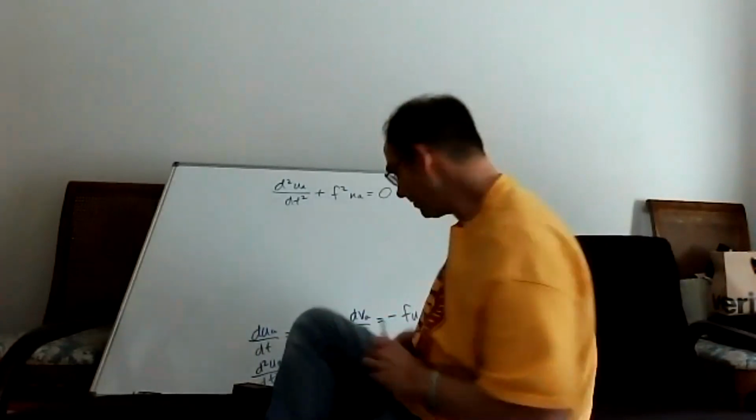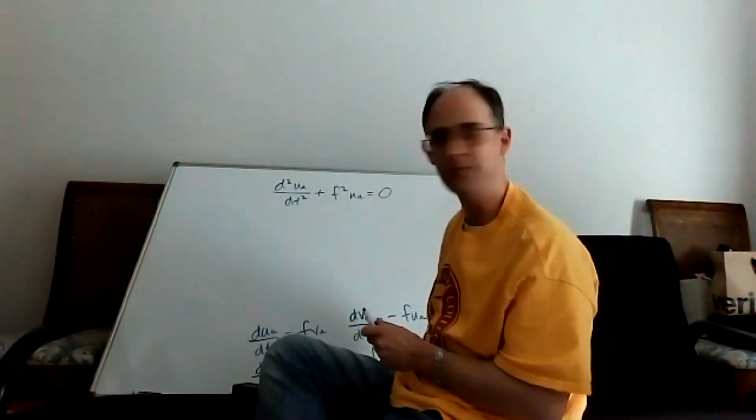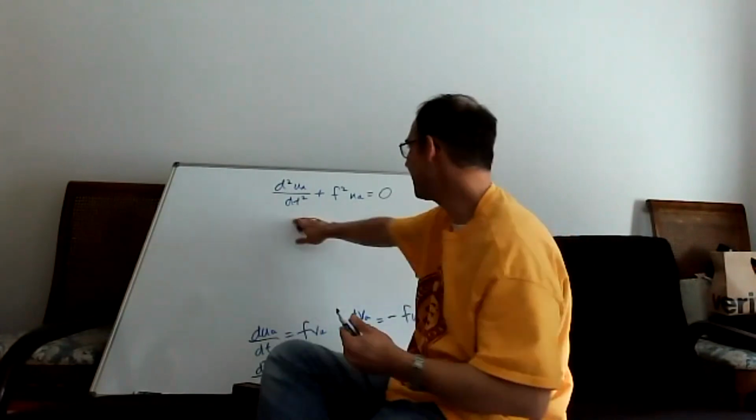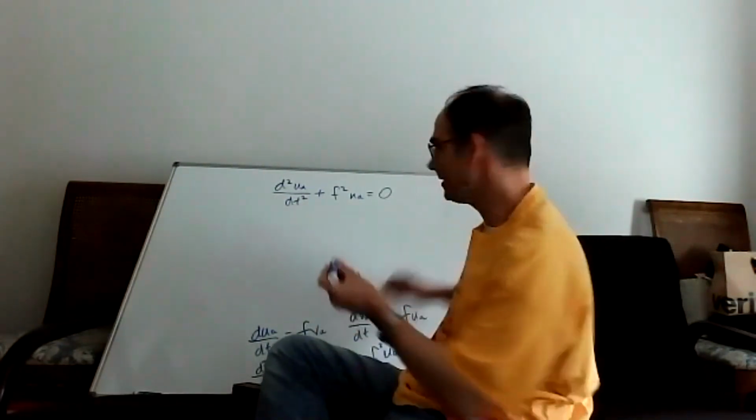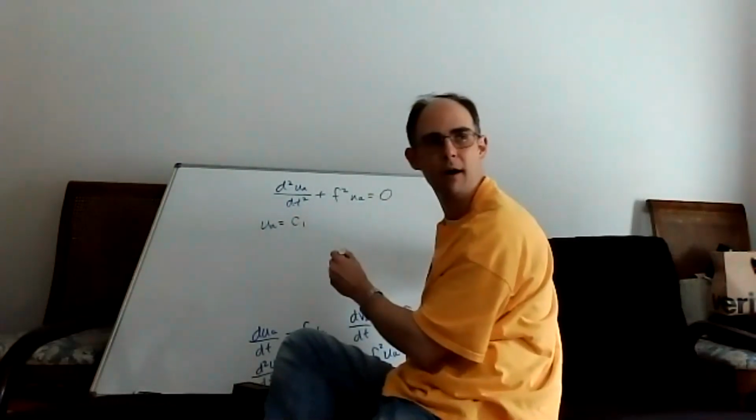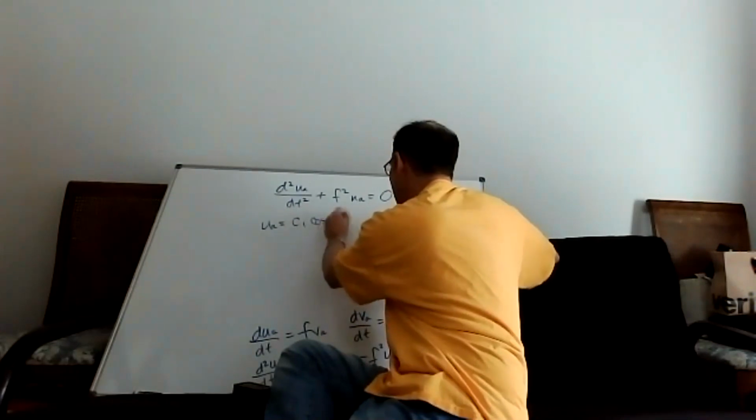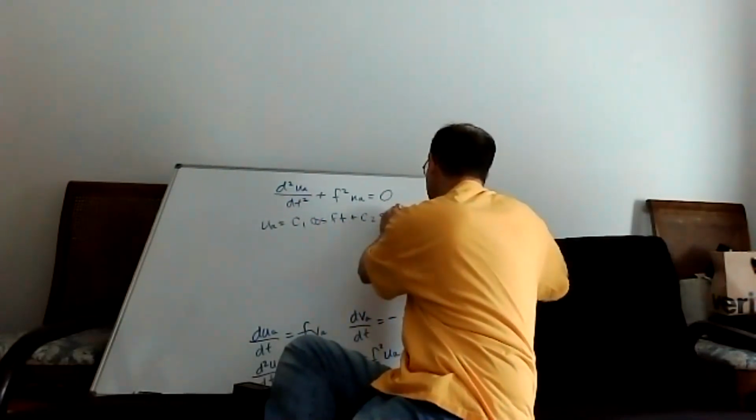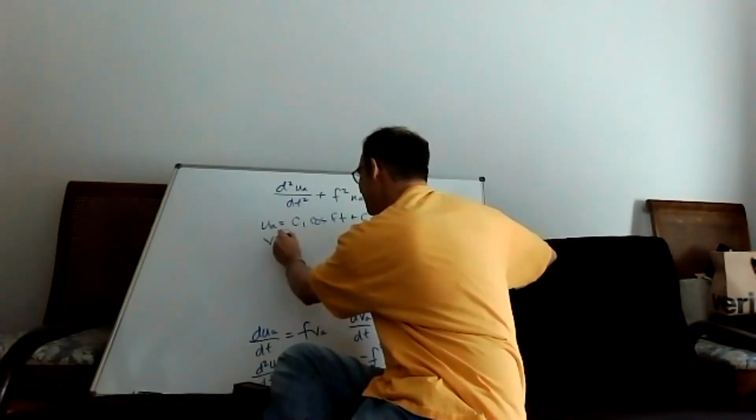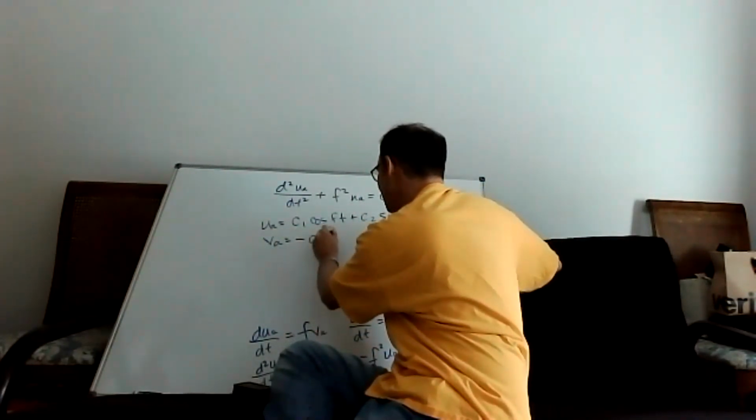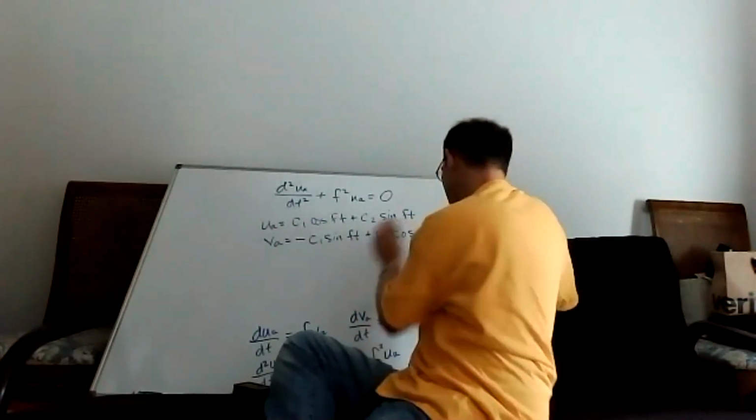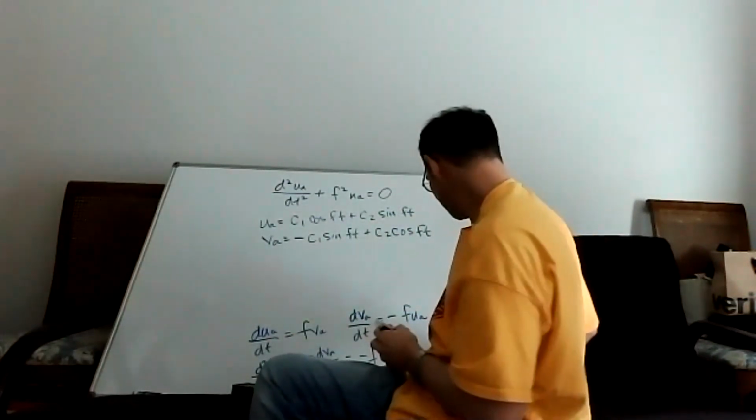So the solution to an equation like this is just sines and cosines, because if you take, say, a cosine here for u, when you take two derivatives of that, you're going to get a minus cosine, so you can see how these things are going to add to 0. So our solutions: u sub A is going to be equal to C1 times the cosine of ft plus C2 times the sine of ft. And we can do something very similar for v, and you'll get that v sub A equals minus C1 times the sine of ft plus C2 times the cosine of ft. That is how this works.